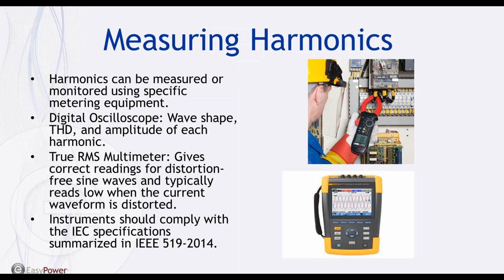The instruments used to measure harmonics should comply with the IEEE specifications, which are detailed in the IEEE 519-2014 standard. There are requirements for the measurement window and cycles to properly display the spectral components. There are also requirements for measurement of harmonics over daily and weekly observations. So it's important to check the IEEE 519 for these requirements.